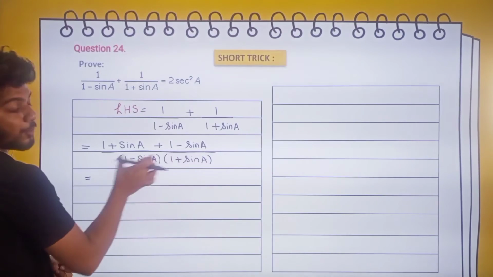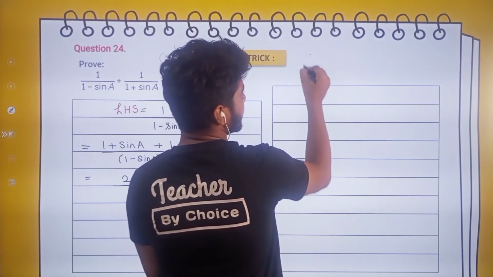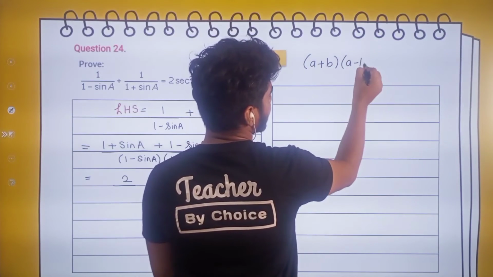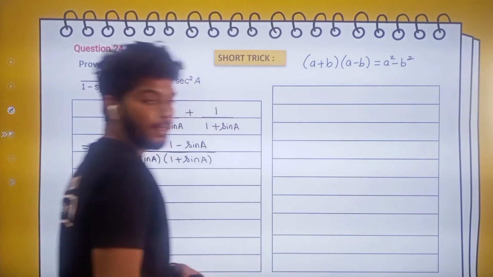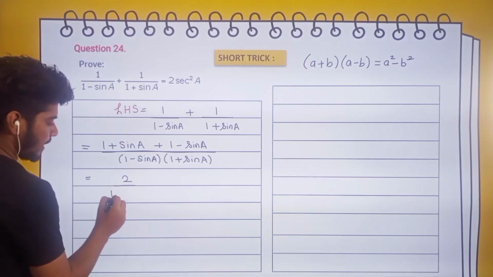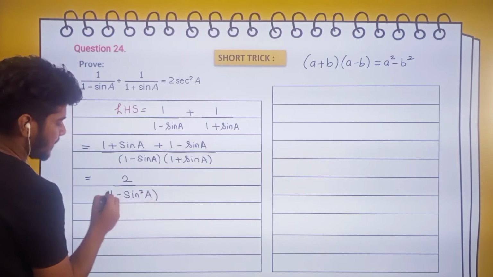This is the product A plus B into A minus B. If you don't know this formula, see, I am writing here A plus B into A minus B, which will be equal to A square minus B square. Okay. Now 1 minus sin A into 1 plus sin A is 1 minus sin square A. Now everybody knows what is 1 minus sin square A.